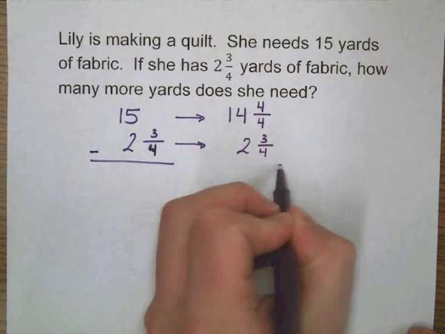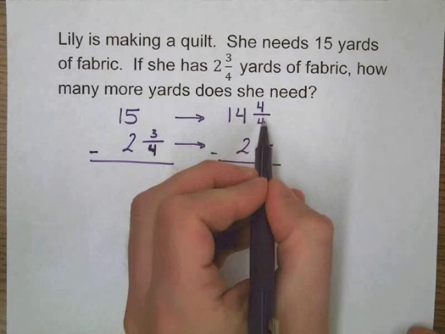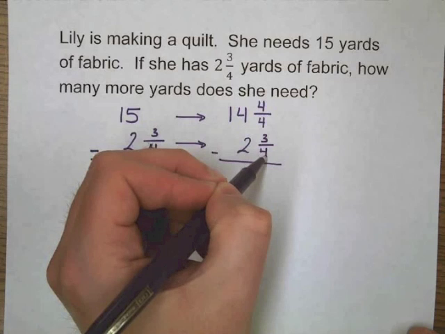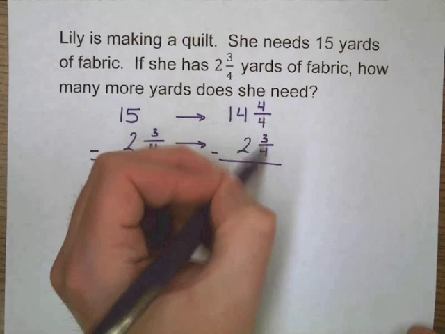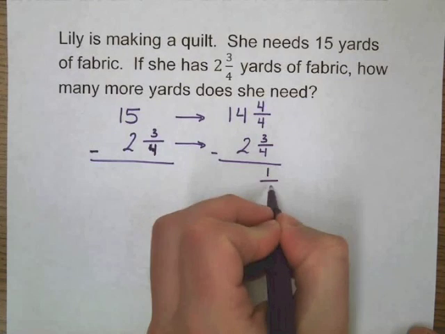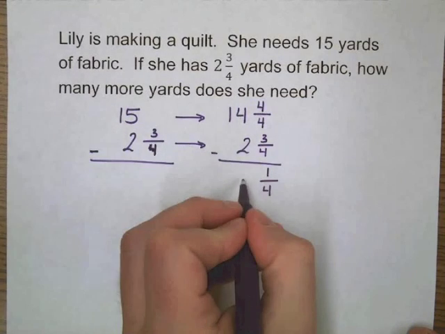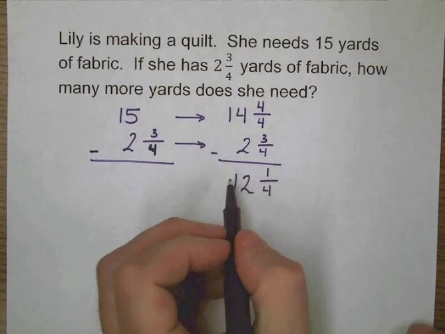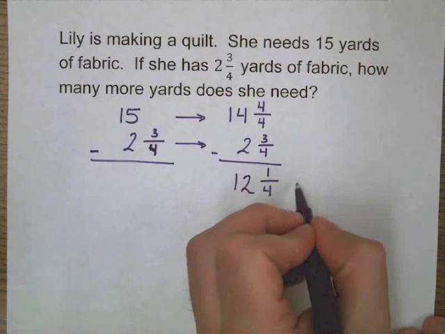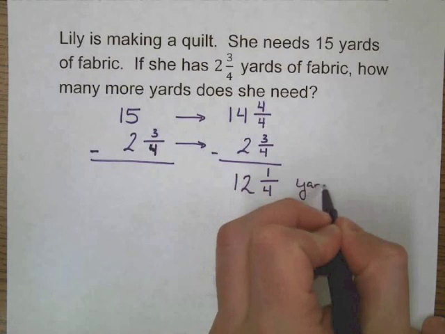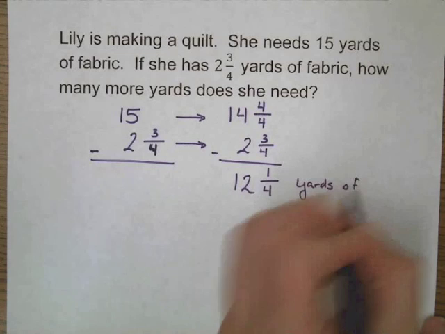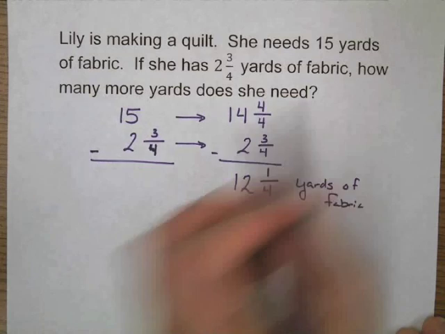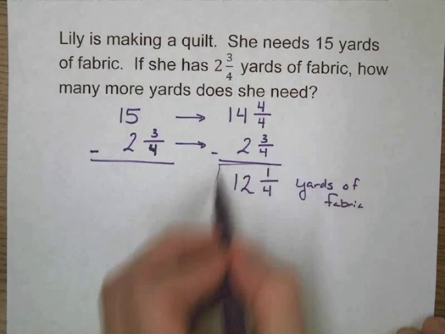So now when I look at this problem, 14 4/4 minus 2 3/4, now I have fractions subtracting fractions. 4/4 minus 3/4 is 1/4, and 14 minus 2 is 12. So I know that Lily will need 12 1/4 yards of fabric in order to meet her need of 15 yards.